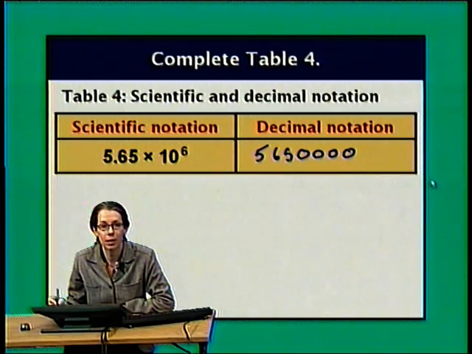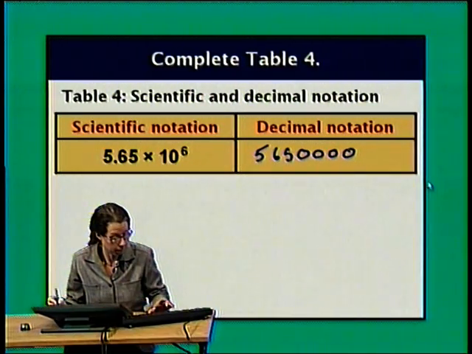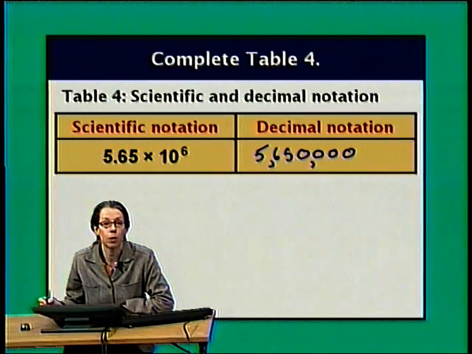So 5.65 times 10 to the 6, sometimes that's described as 5.6 million. We can see here that another way to say that number is as 5,650,000.